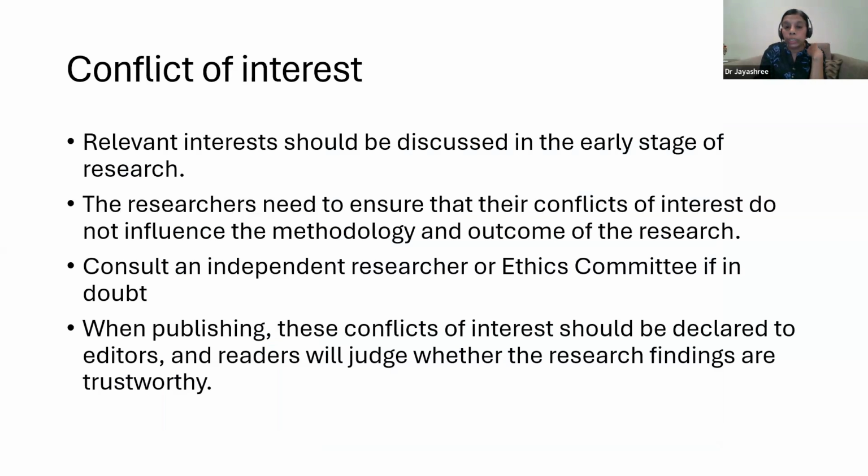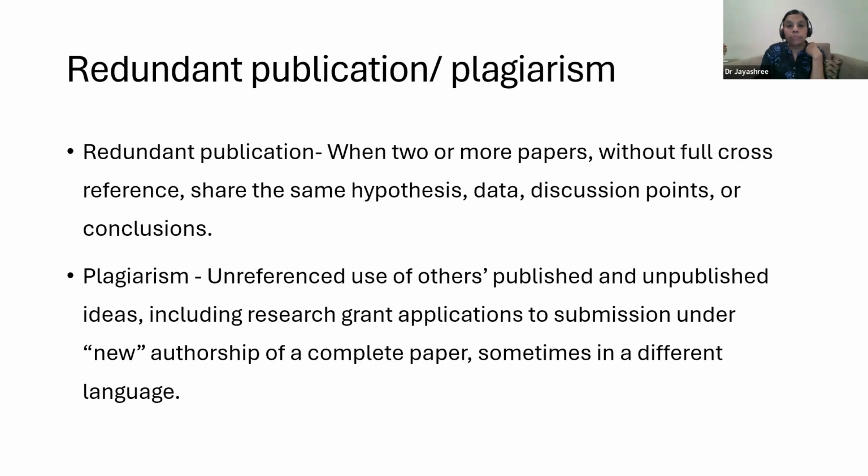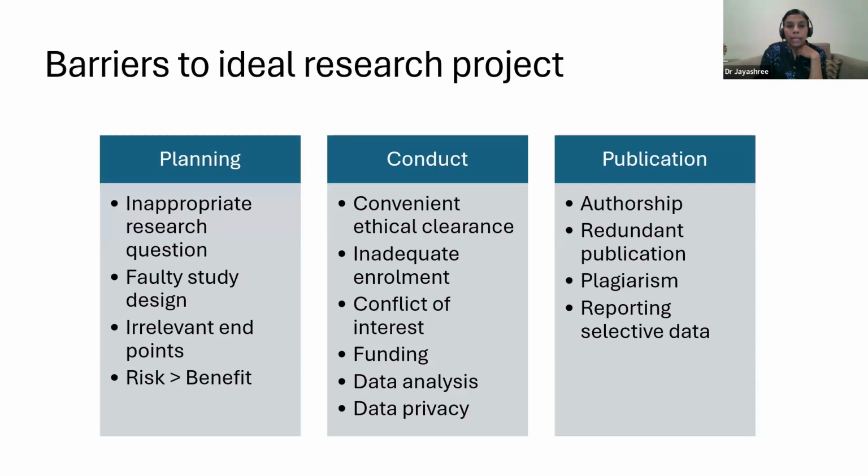This is very, very important, especially with respect to funding and sponsors too, that their conflicts of interest should not influence the methodology and outcomes of research. We should consult an independent researcher or ethics committee if there is an ambiguity or a doubt about the conflicts of interest. And when publishing, these conflicts of interest should be declared, transparent, and told to the editors. So as I said, plagiarism and redundant publication are two important things when we report a trial, and it's important that these things are kept in mind.